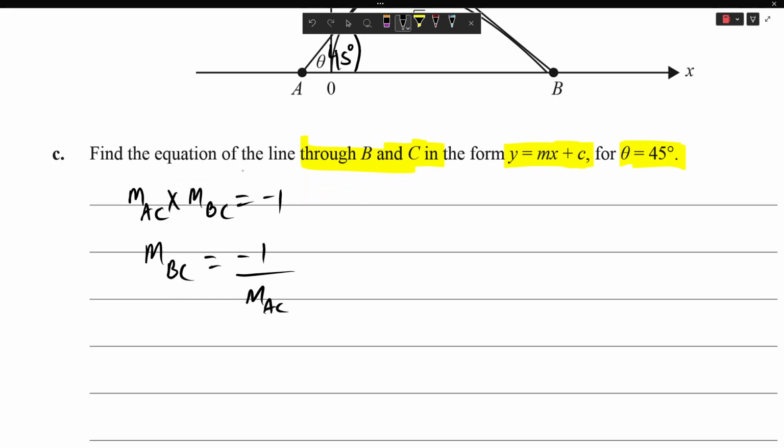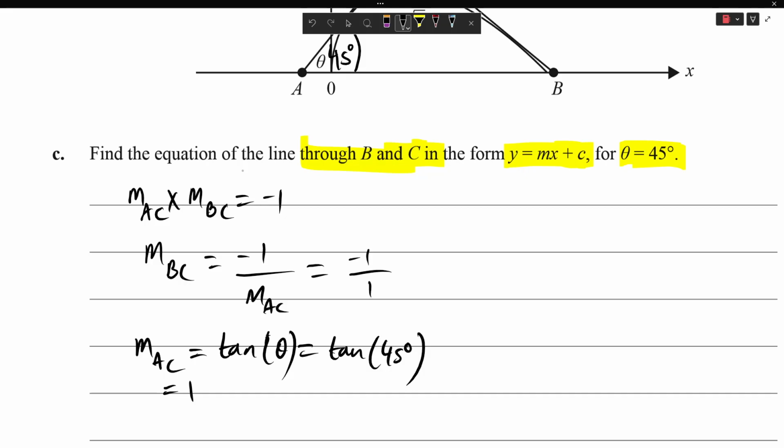Now, how do we find the gradient of AC? That's going to be equal to tan theta. And we know theta is equal to 45 degrees. Tan of 45 degrees is just 1. So that means the gradient of BC is -1 divided by 1, which is just -1.